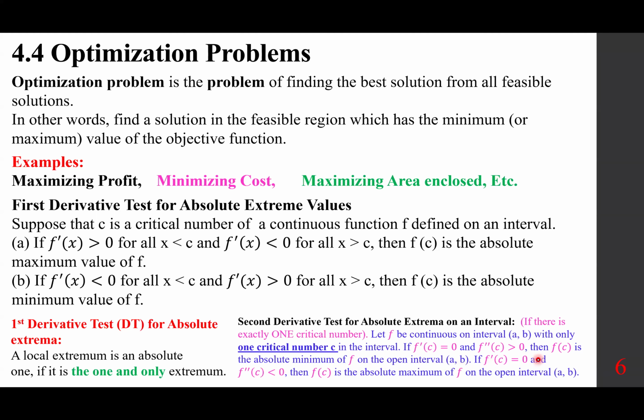If f prime of c is equal to 0 and f double prime is less than 0, then f of c is the absolute maximum of it on that interval. The idea is this: when f double prime is positive, it's concave up, that means minimum. When it's negative, it means concave down, that means maximum. That's all there is to it. Look at a couple of examples.